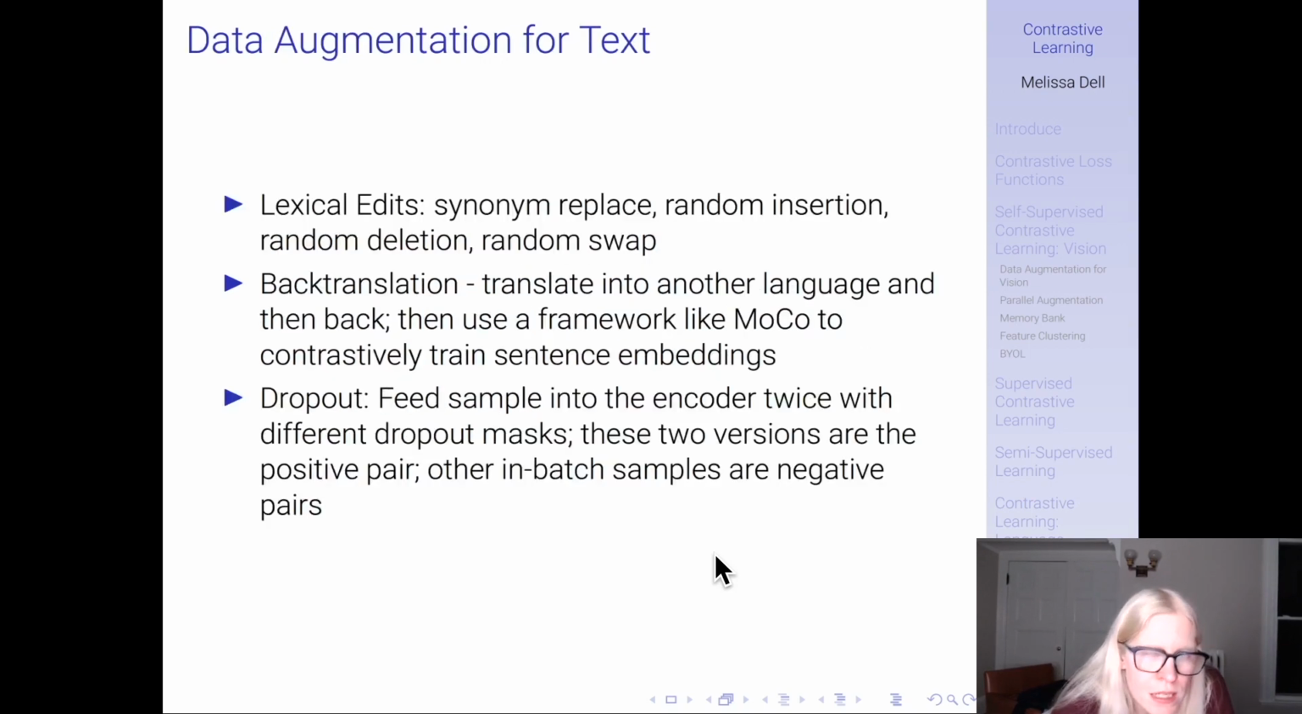So there have been different things that have been suggested, like lexical edits where you replace synonyms, random insertion, deletion, or swap. Back translation, where you translate into another language and then back, then use a framework like MoCo to contrastively train sentence embeddings. Or dropout, where you feed a sample into the encoder twice with different dropout masks, and these two versions are the positive pair, and then other embedded samples are the negative pairs.